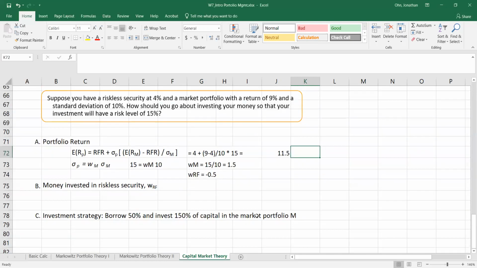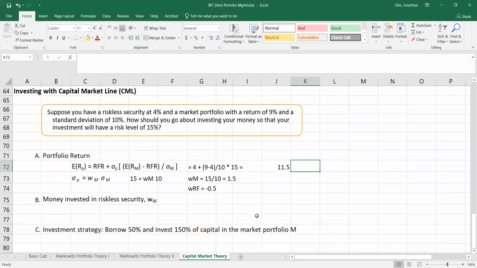This is why it's called borrowing, and we saw a similar concept in margin trading: borrowing from your broker. You borrow 50% from your broker, and you invest 150% in the stock. That's it. Those are the two examples of how to utilize the capital market line and capital market theory in your investing.